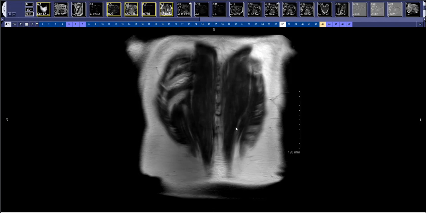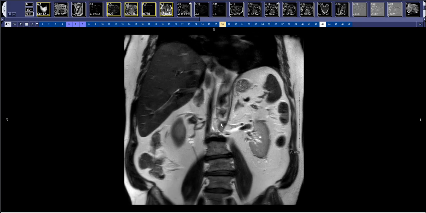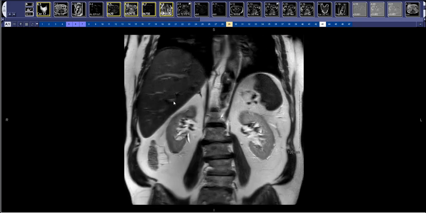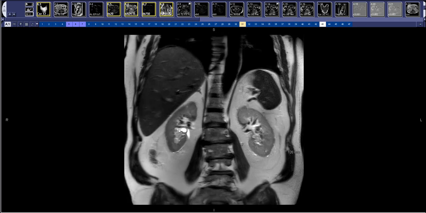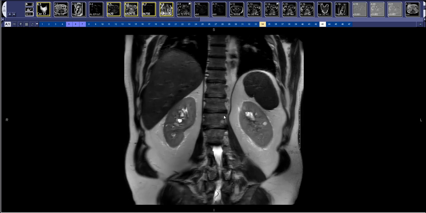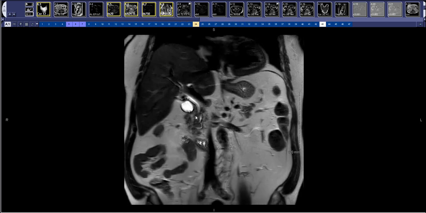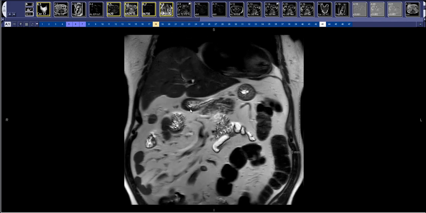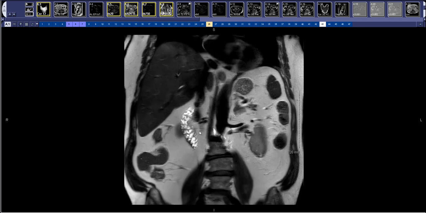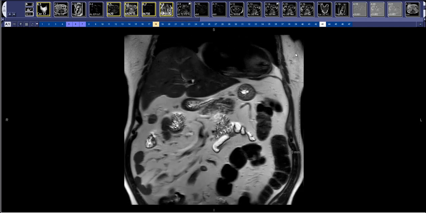So just like any other MRI, I'm going to start with my coronal T2 and get an overview of all the organs in the abdomen. Kind of scroll through the liver, the spleen, both kidneys, both adrenal glands, pancreas. You can see our biliary system here, gallbladder if the patient has one, and colon and small bowel, mesentery, lower thorax, and breasts.